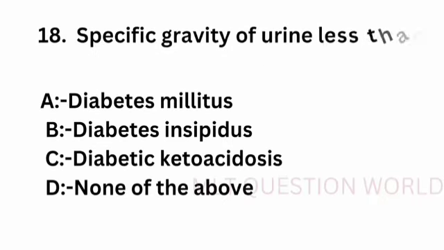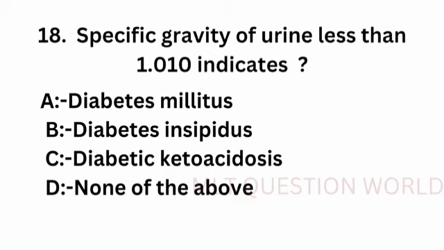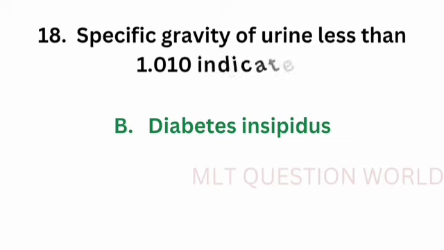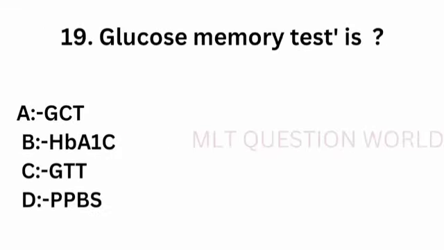Question number 18. Specific gravity of urine less than 1.010 indicates option A diabetes mellitus, option B diabetes insipidus, option C diabetic ketoacidosis, option D none of the above. The correct answer is option B, diabetes insipidus. Specific gravity of urine less than 1.010 indicates diabetes insipidus, that is heavy urination due to water and salt metabolism error.